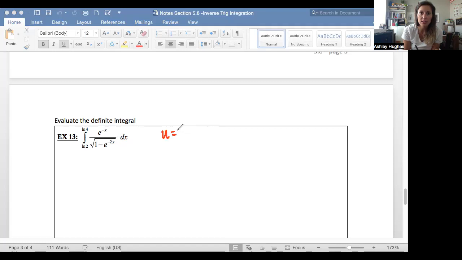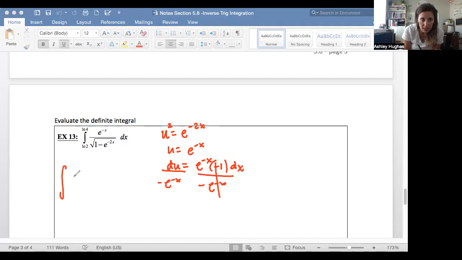So u squared is e to the negative 2x. So that means u would be e to the negative x, and then du would be e to the negative x times negative 1 times dx. So if I divide by negative e to the negative x, that is what dx is equal to. So if I was to write this, I would have e to the negative x over the square root of 1 minus u squared, and then dx is du over negative e to the negative x.